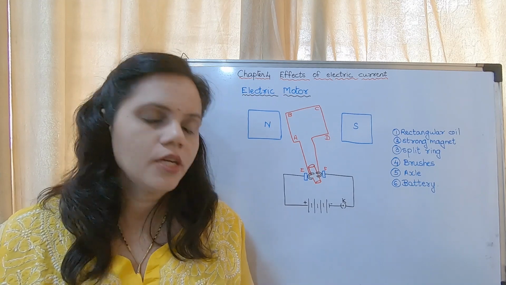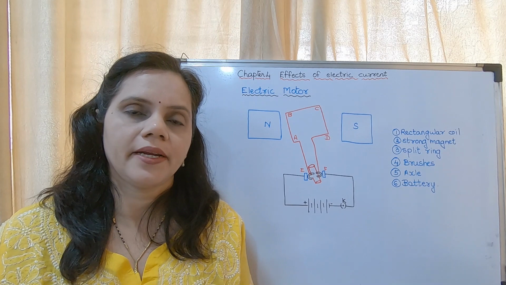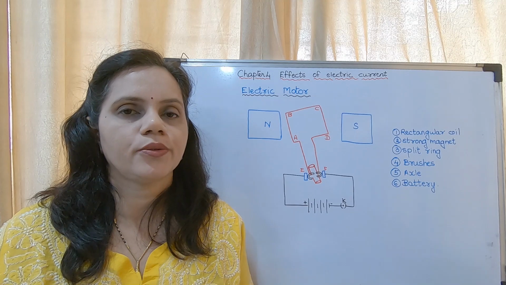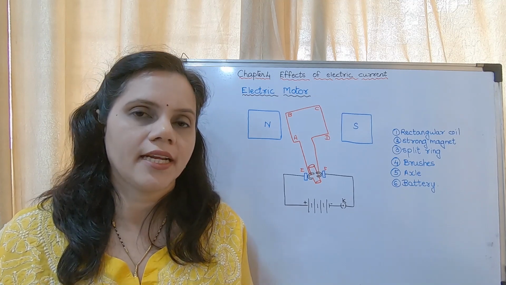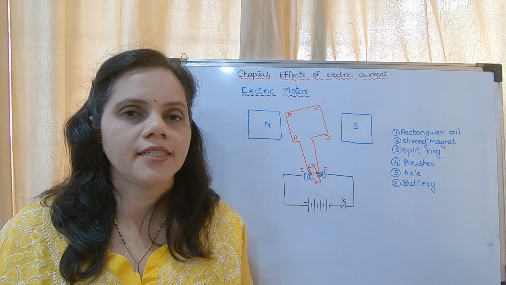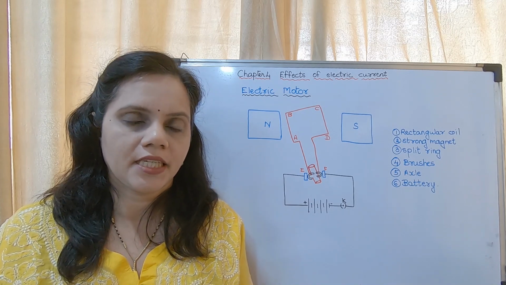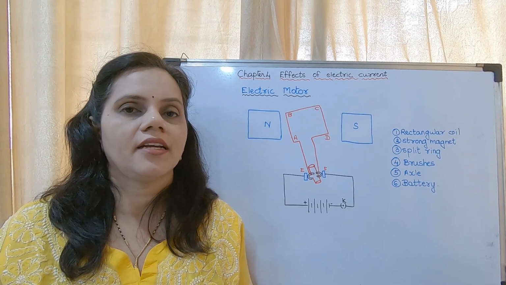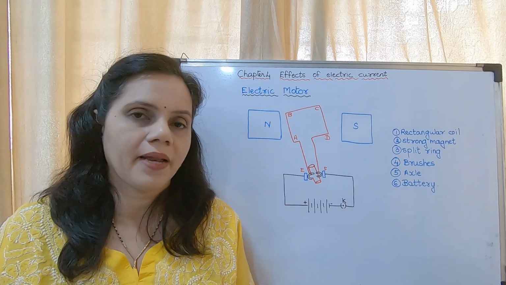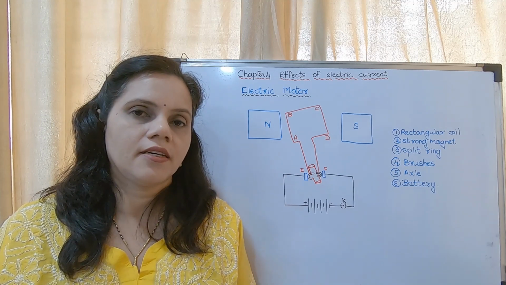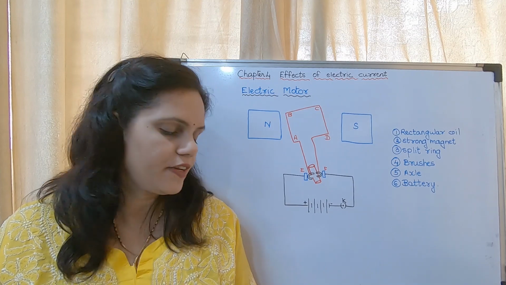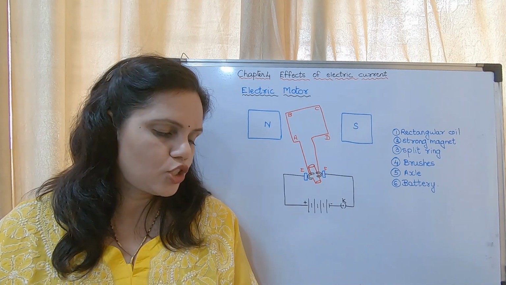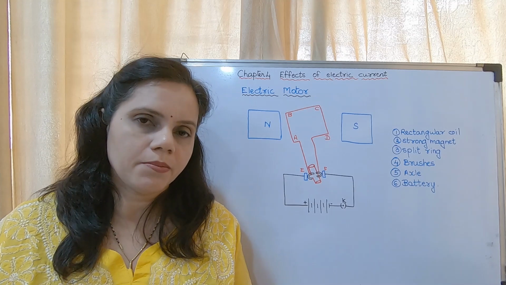Now we will start with electric motor. What is meant by electric motor? It is a device which converts electrical energy into mechanical energy. Where do we use electric motors? Electric motors are used in several appliances. It is there in the last sentence of the last paragraph. It is used in fans, refrigerators, mixers, washing machines, computers, pumps, etc.